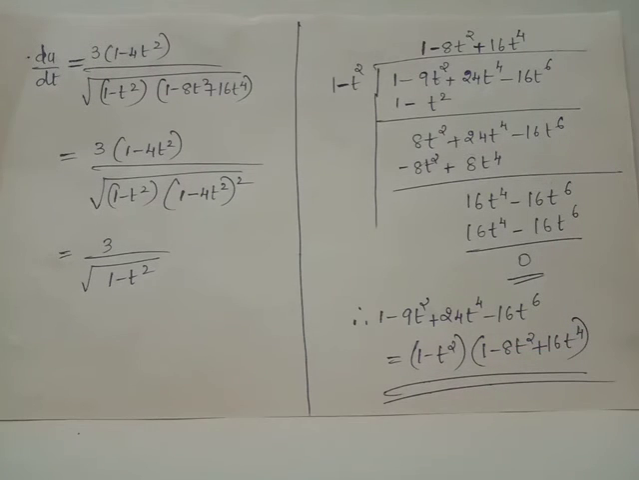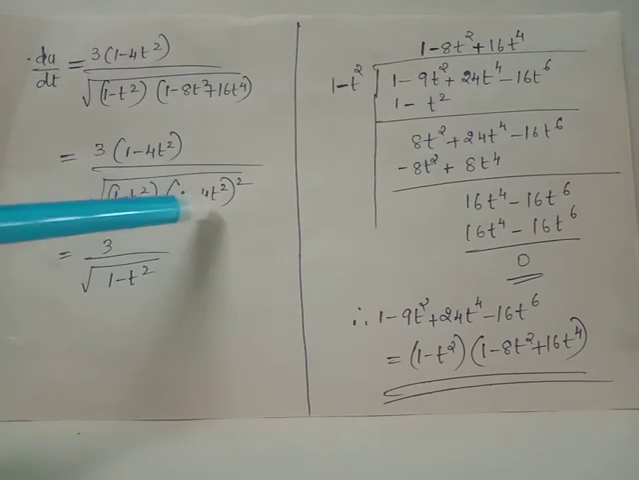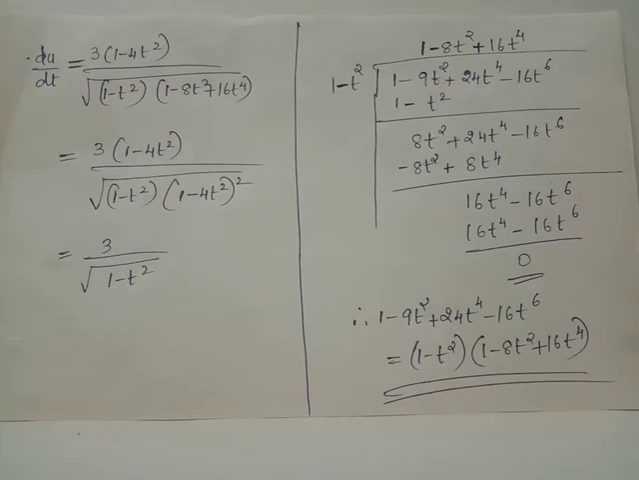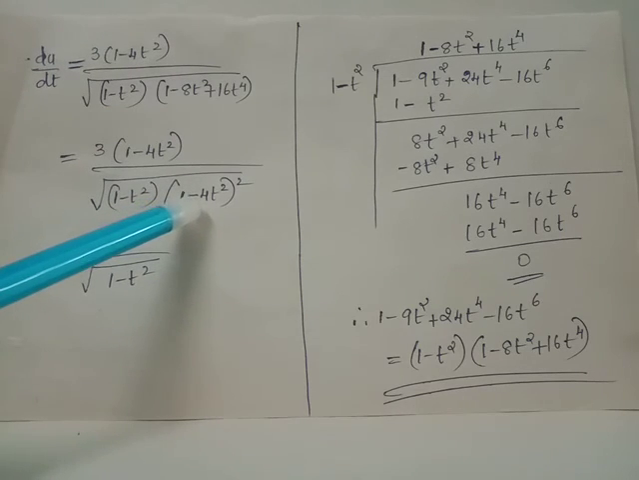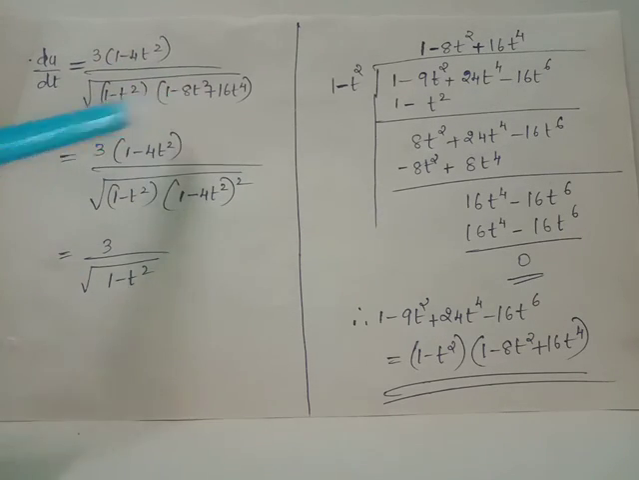Hence, we have the RHS obtained as 3 times (1 minus 4t square) upon root of (1 minus t square) into (1 minus 8t square plus 16t raised to 4). You can rewrite this factor as (1 minus 4t square) the whole square because when expanded using the formula for (a minus b) the whole square, we obtain this factor.